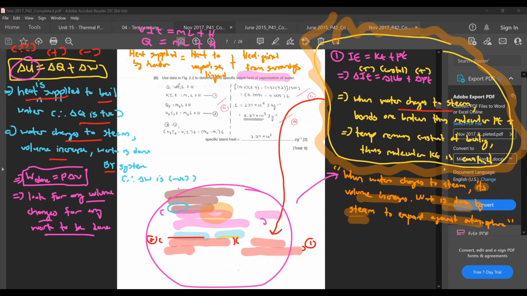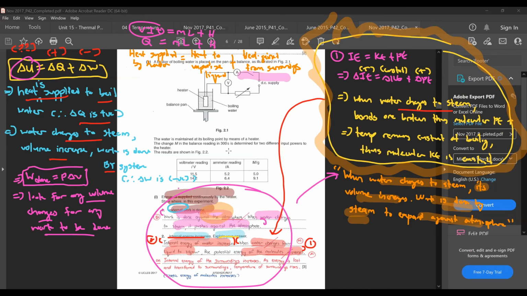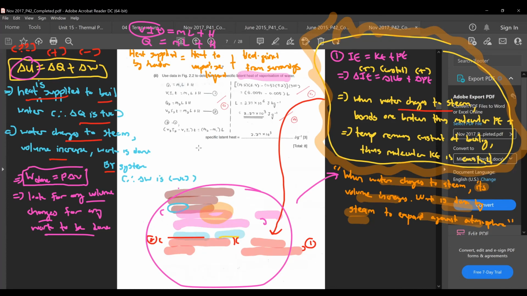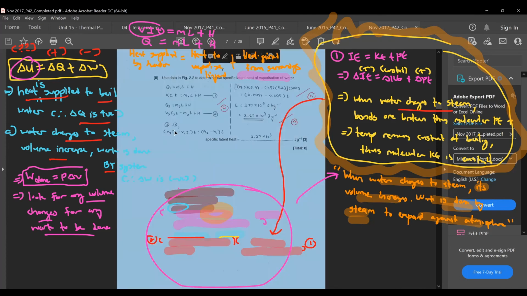Okay. You do not have power given here, but you have the voltage and current. So I use VIT, not Pt here. You are not given the power rating. Instead, you're given the voltage and current. So I use VIT for Q, not Pt, unlike the previous examples. This is power rating 1. This is power rating 2. And this thing here is the mass collected over 300 seconds. Okay, so very important: same time interval.